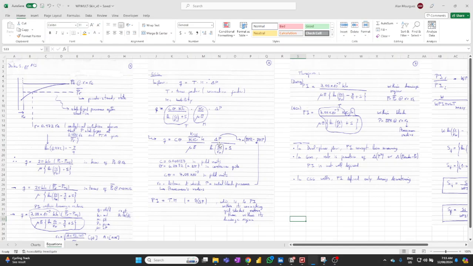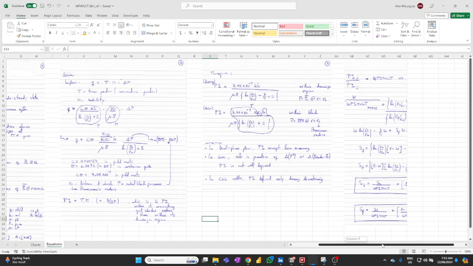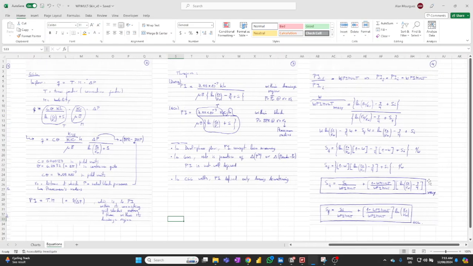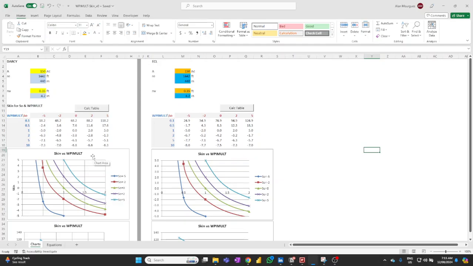Okay, so you can just follow the derivation here, but basically I arrive at two expressions for that skin factor as a function of the WPIMULT, one using the Darcy inflow equation, and the other one using the Eclipse definition. Okay, and as you can see, this is for the final skin value, which depends on the initial skin value and the WPIMULT. Okay, so using those two relations, we can build these charts, right?